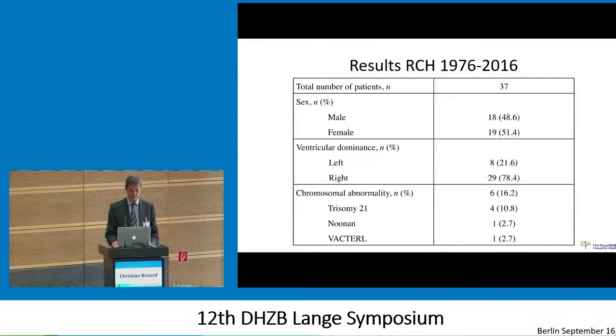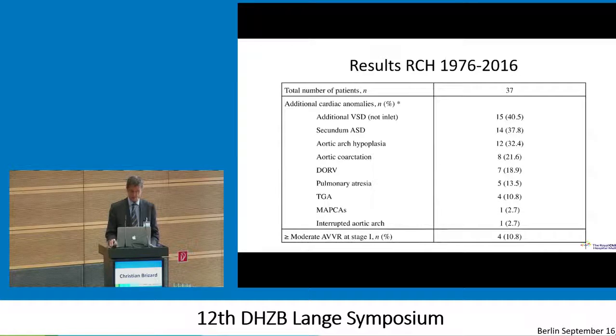Noonan syndrome is 1 patient, Bechtel is 1. Associated cardiac anomalies, you can see the list there, and greater than moderate AV valve regurgitation at the first stage was in 4 patients.